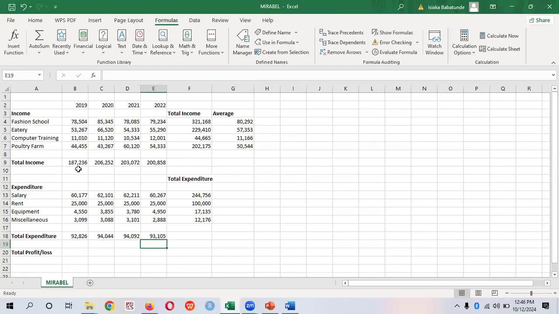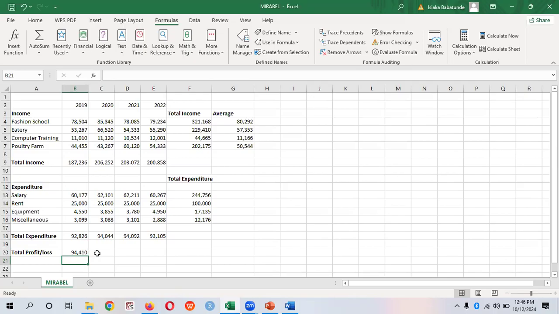In 2019, the company generated 187,000 and they spent out 93,000. Do they make profit or loss? We can tell that they make profit because the income is greater than the expenditure. So let's find the amount of profit made by the company. So we click here, equal sign, select this, then minus. That is total income minus what? Total expenditure. Then click enter. When we remove the expenditure from the income, the company realized 94,000 naira. That's the profit. That's beautiful. So the company has 94,000 as profit.